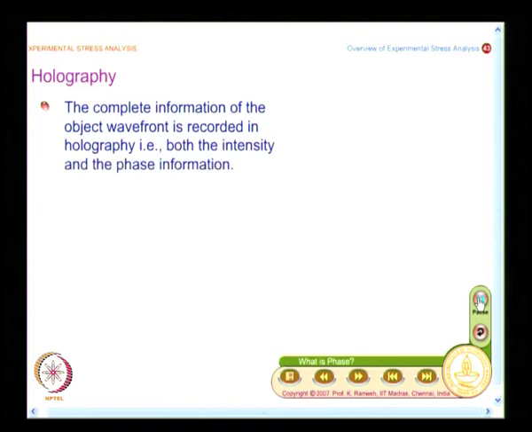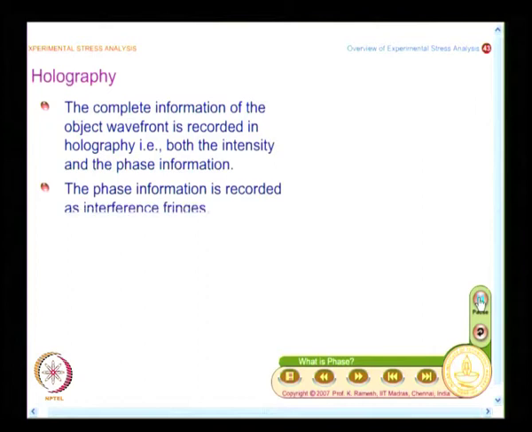Now we move on to the next technique, holography, and the name is very similar to photography. But what is holography? Holography tries to provide you complete information. When you say complete information, what complete information? It tries to give you intensity and the phase information. So, we need to understand a little more when we come to holography, and the phase information is recorded as interference fringes.